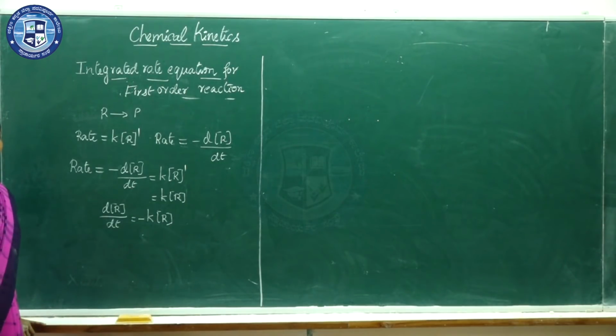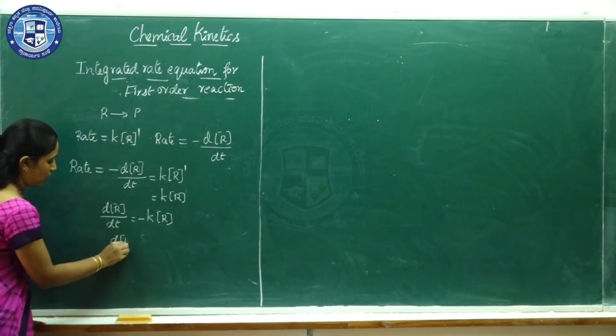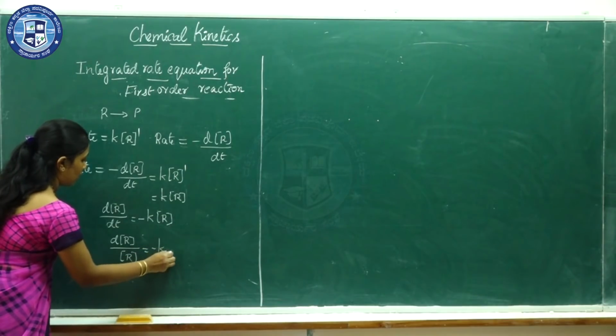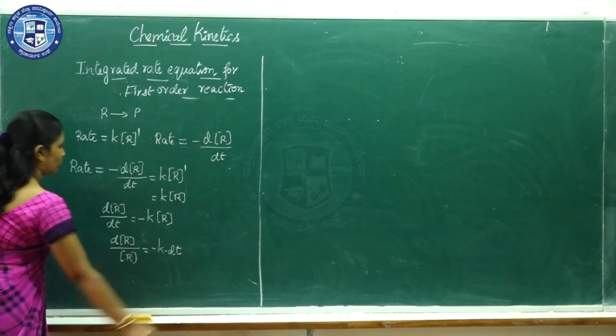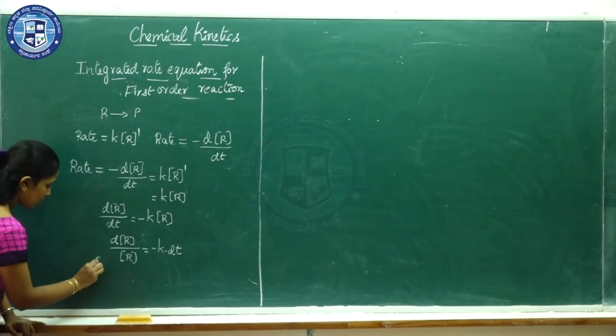You understood this? So next I will be doing variable separation, because I have to integrate the equation. So how do I do that? See here, dR by R is equal to minus K dt. So hope you understood this. So now we will be integrating this. So when you integrate both sides, what happens?